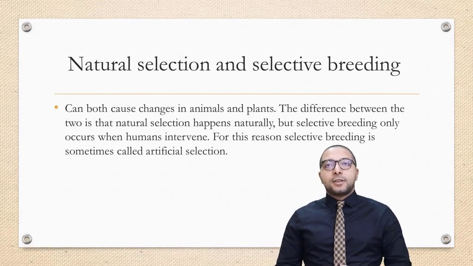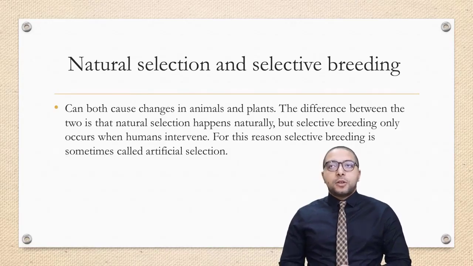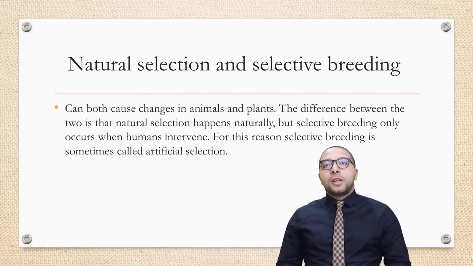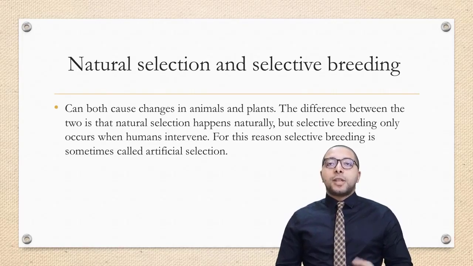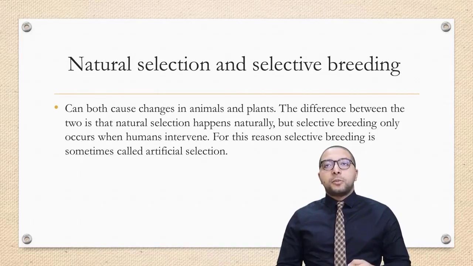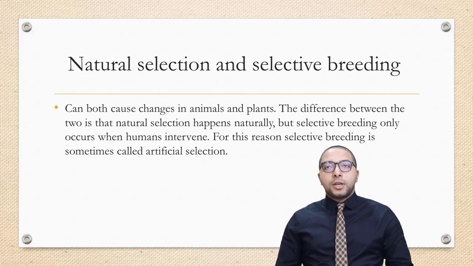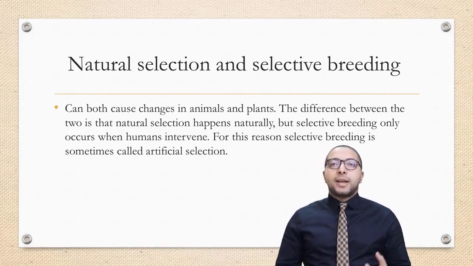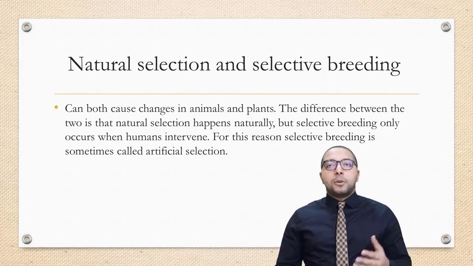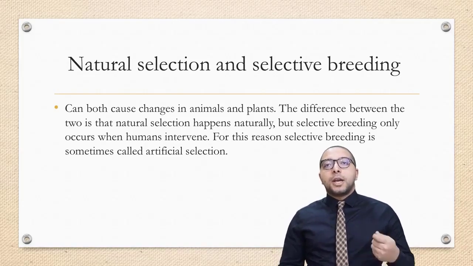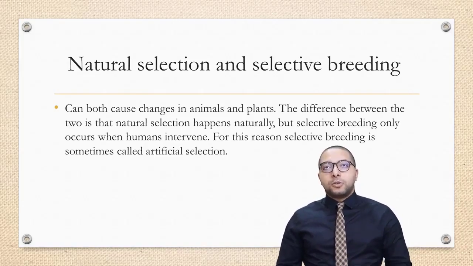Natural selection and selective breeding can both cause changes in animals and plants. The difference between the two is that natural selection happens naturally without the intervention of humans, while selective breeding takes place with the help of humans. For this reason, selective breeding can sometimes be called artificial selection, because it's not made by nature, it's made by humans.